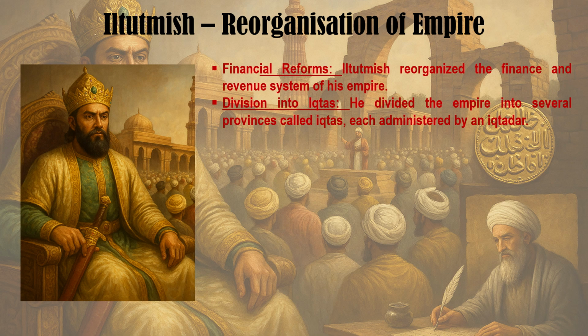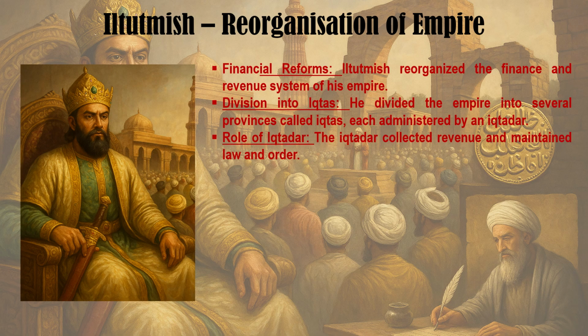He divided the empire into several provinces called iktas, each administered by an iktadar. So his empire was broken into several provinces for administrative purposes, and each province was called ikta. The head of ikta was an iktadar. So what was the role of the iktadar? The iktadar would collect revenue and maintain law and order. So the iktadar was to collect tax and manage the entire ikta.